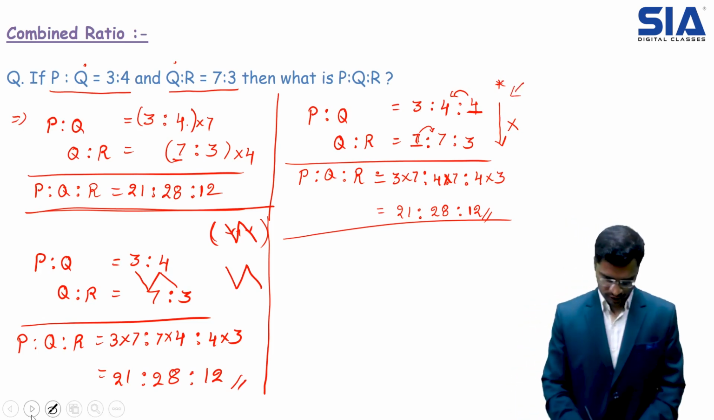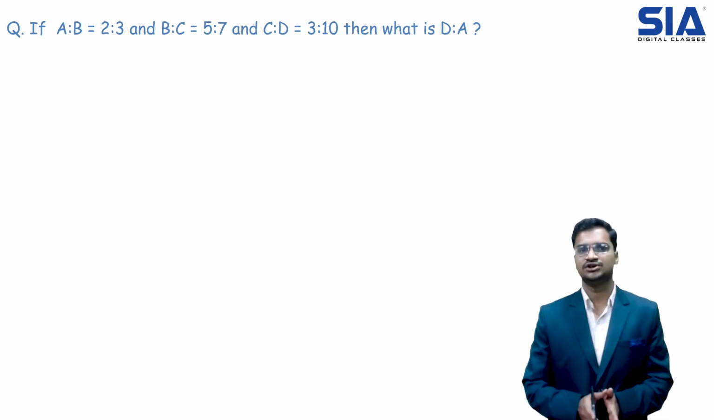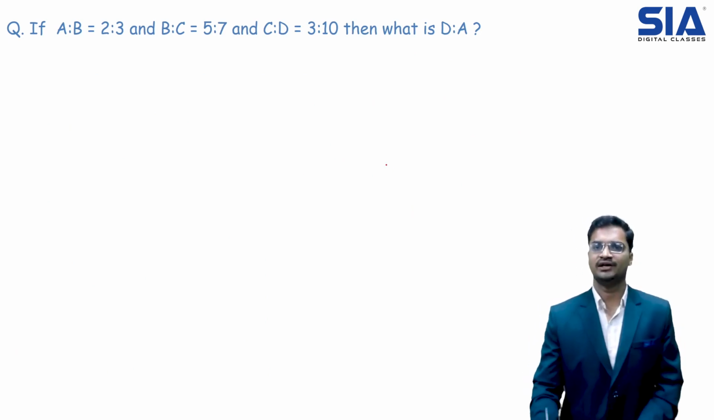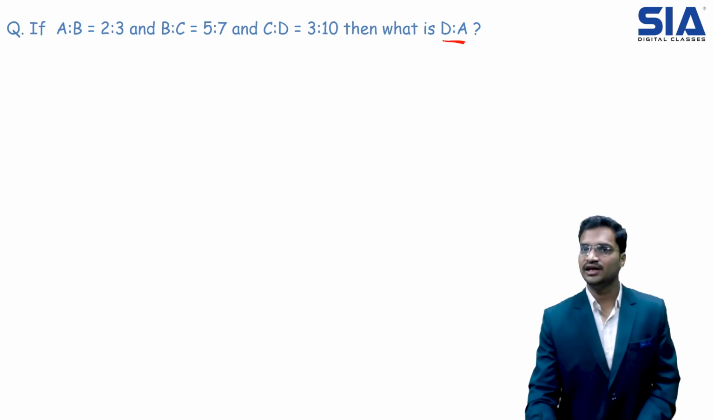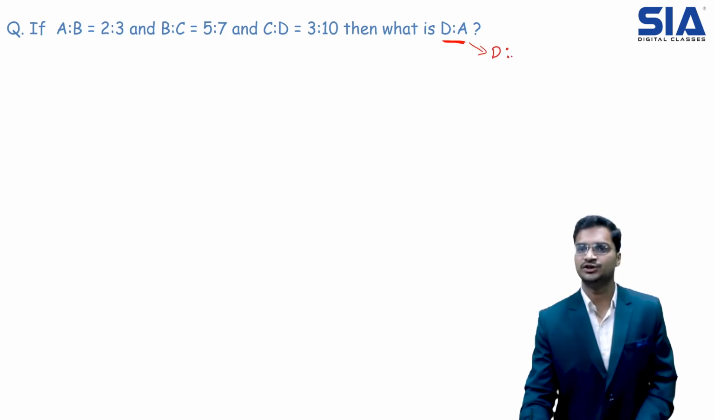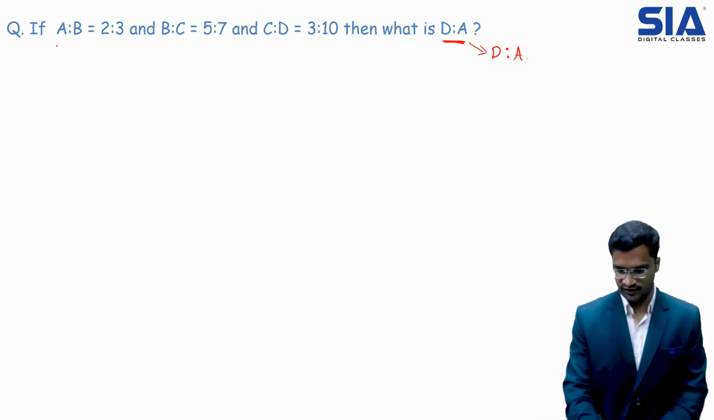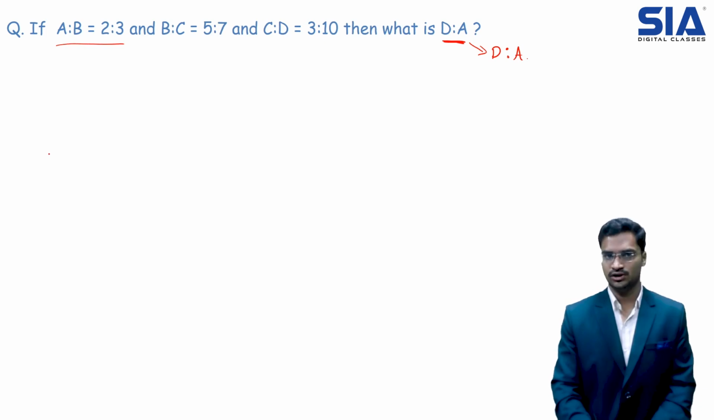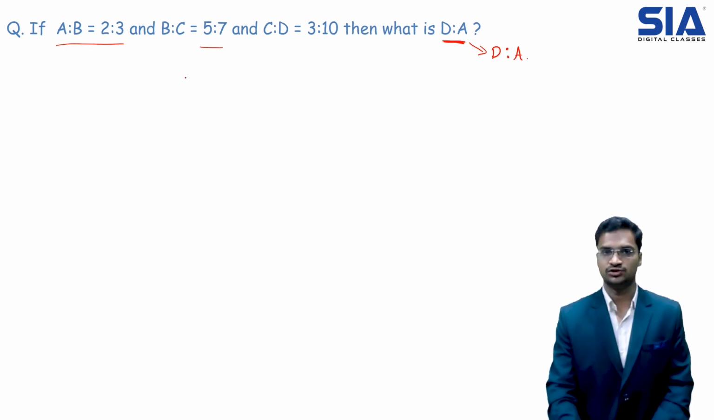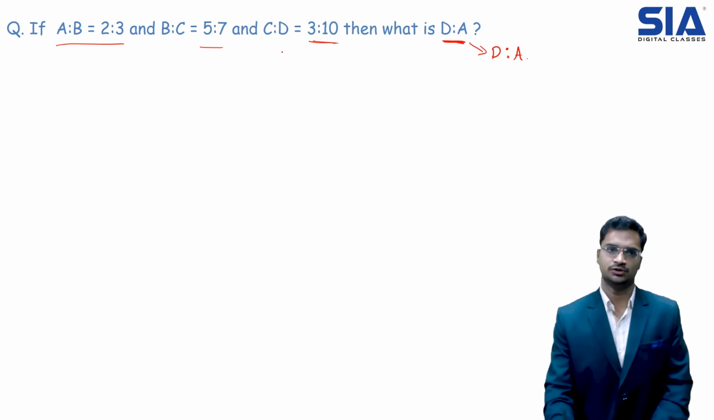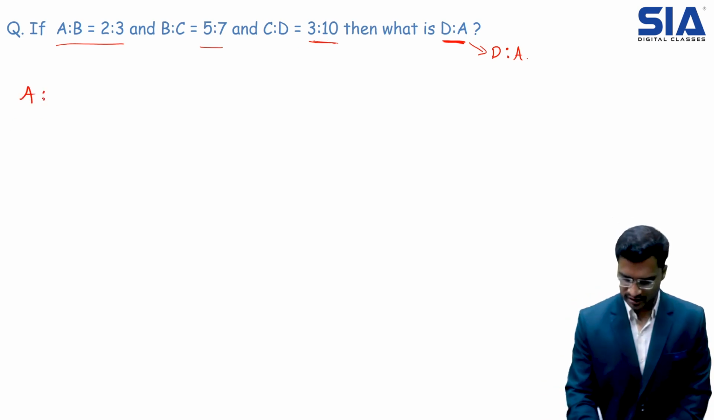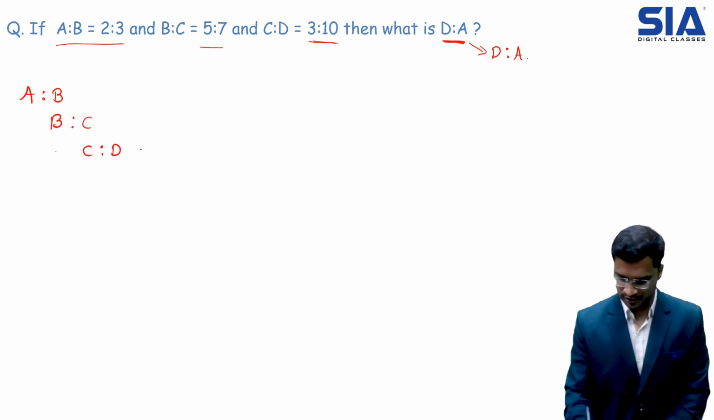Okay. Now coming to the next question. Here we have to find the ratio of D ratio A. Remember, we have to find D ratio A, not A ratio D. The first ratio is given as 2 ratio 3, then B ratio C is 5 ratio 7, and C ratio D is 3 ratio 10. I have to write it likewise: A ratio B, then B ratio C, then C ratio D.